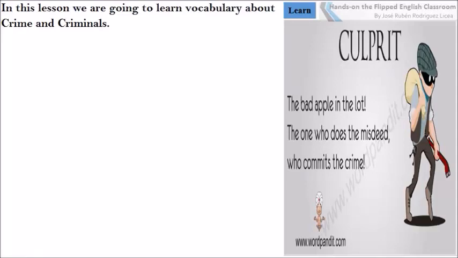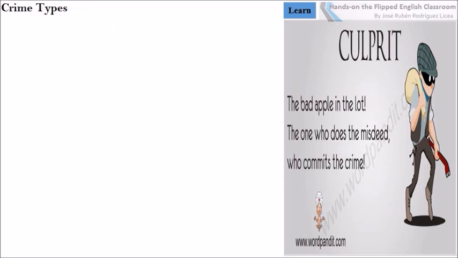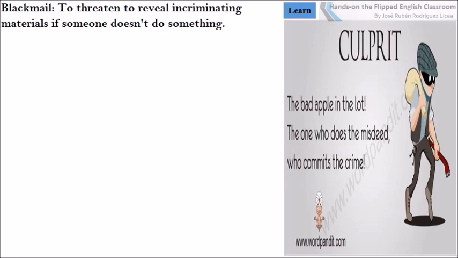going to learn vocabulary about crime and criminals. Crime types. Assault, to hit or injure someone physically. Blackmail, to threaten to reveal incriminating materials if someone doesn't do something.